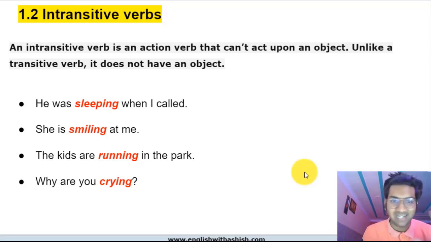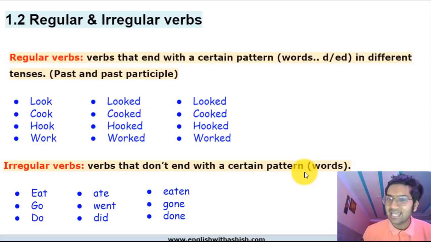How do we find them out? Ask the question what or whom to the verb. If you get any answer, transitive verbs. If you don't, intransitive verbs. Okay. Next is regular and irregular verbs.